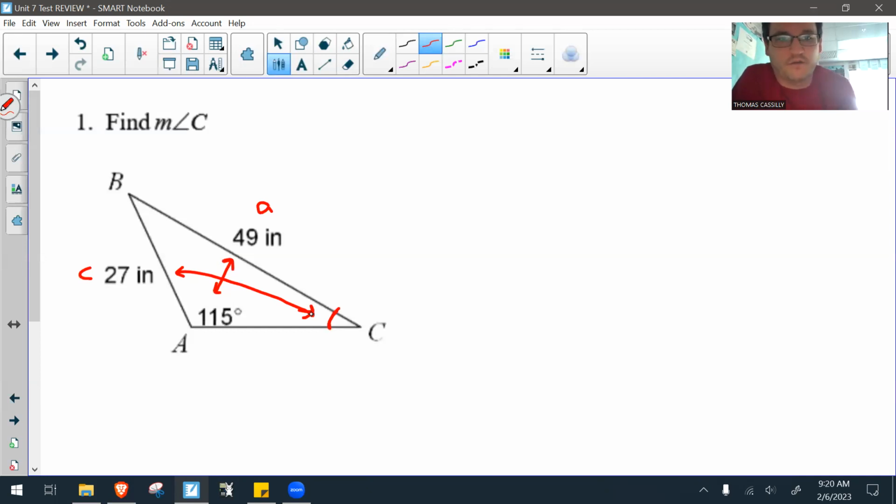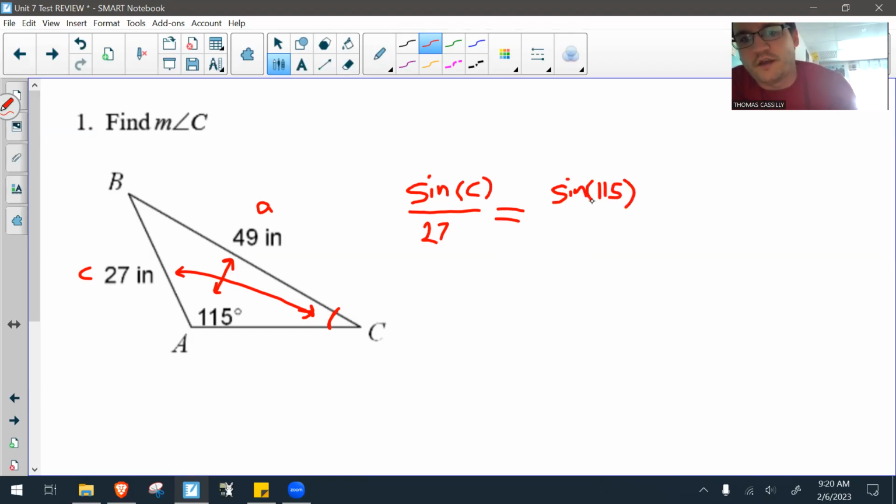So whenever we have this kind of situation, this puts us in the law of sines realm. So what we can do is we can go ahead and make an equation. We can say the sine of angle C, that is our unknown angle, the sine of angle C divided by 27, that is going to be equal to the sine of 115 divided by side A, which ends up being 49. All right, so now this is a proportion, and we solve proportions the same way that we've always done.